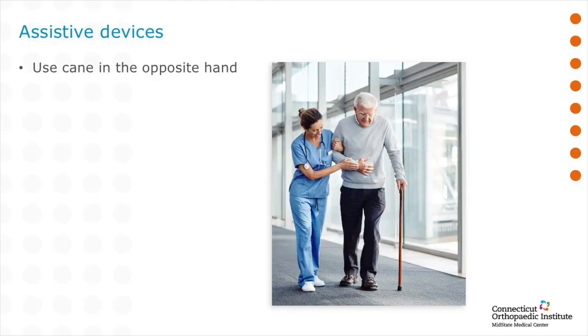Another option is to use a cane or walker. If you were going to use a cane, you should use it in the opposite hand of the side of your body that's affected, because this improves your gait and walking the most.